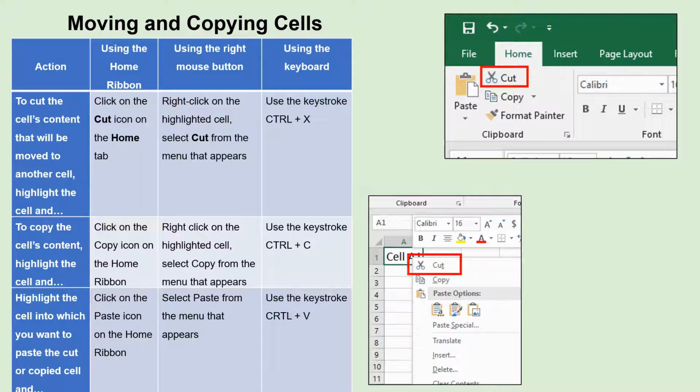To copy the cell's content, highlight the cell and click on Copy on the Home tab, or right-click on the highlighted cell and select Copy from the menu that appears, or use the keystroke CTRL and C.